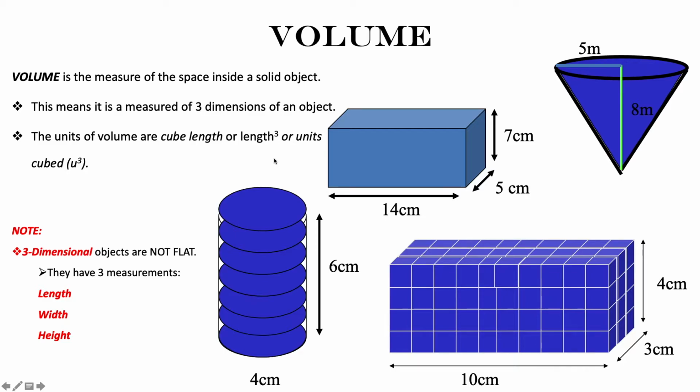So we saw the units of area as units squared. The units of volume would be units cubed. So that's very important when you are giving answers and calculating all these volumes. Notice that 3 dimensional objects are not flat. They have 3 measurements: length, width, and height. Those are what you need to calculate volume, and we will look at this in a bit more detail just now.